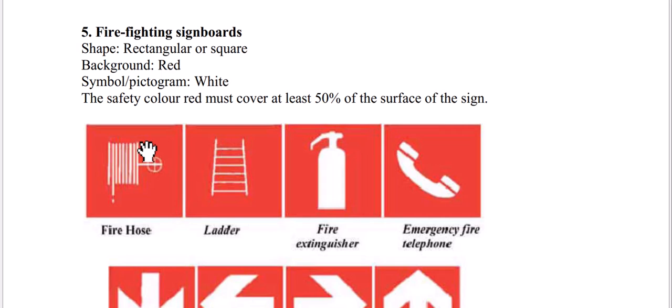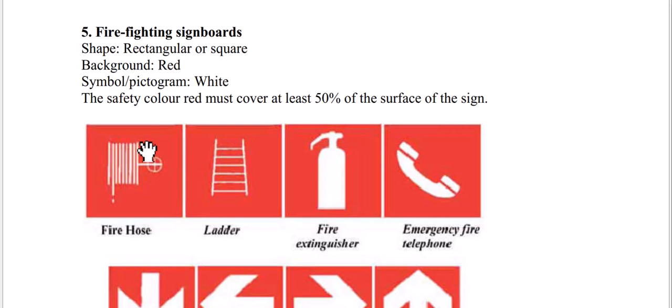Remember, it is red. It is danger. It is a fire sign, so it is red. The background is red, but the shape may be square or rectangle. The color of the pictogram or symbol is always white.